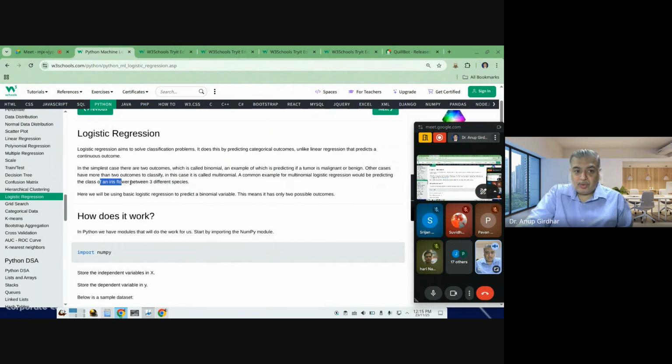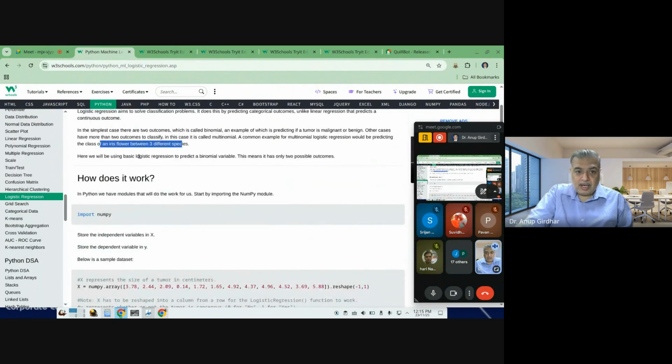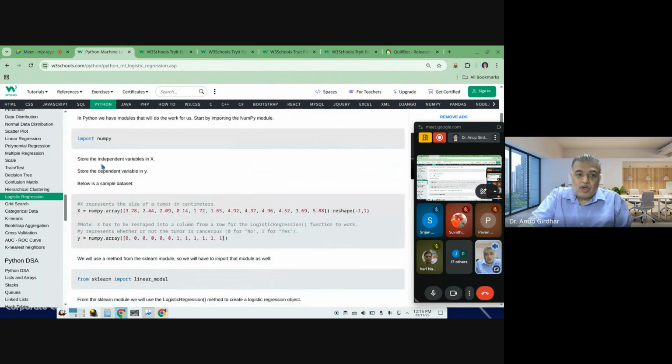So we are going to calculate these values, and the logistic regression predicts binomial variables. That means it has only two possible outcomes. So there are only two outputs. The first step is to store the independent variables into X. That is what we always do. Dependent variables are always in Y.